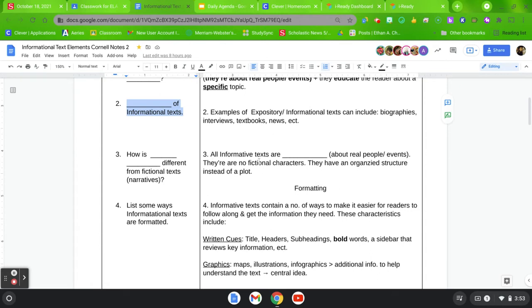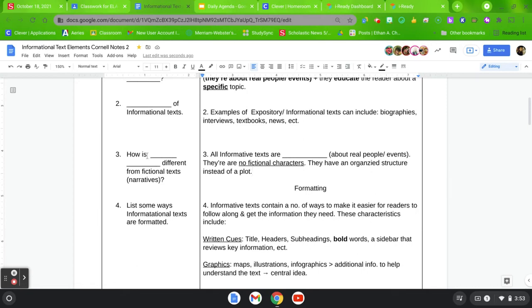All informational texts are nonfiction. So right here you would write the word nonfiction. They're about real people and events. There are no fictional characters. So unlike narratives, you're not going to have any make-believe characters. These texts are organized without having a plot.